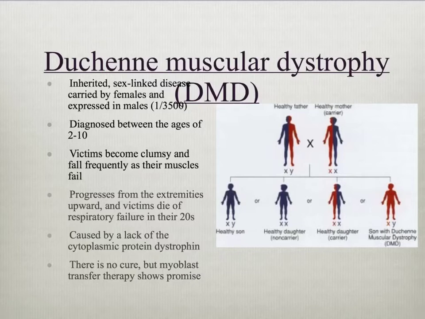So it's usually diagnosed between the ages of 2 and 10. The victims usually become clumsy and fall frequently, and it progresses from the extremities upwards. So victims usually die of respiratory failure in their 20s when it reaches their diaphragm and their ability to breathe. It's due to a lack of the cytoplasmic protein dystrophin, and there is no cure, but myoblast transfer therapy does show promise in treatment.